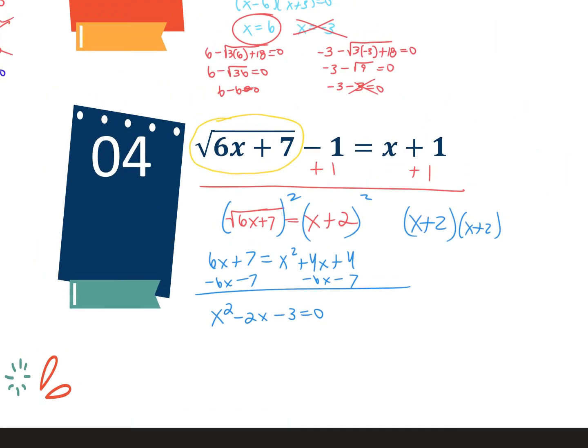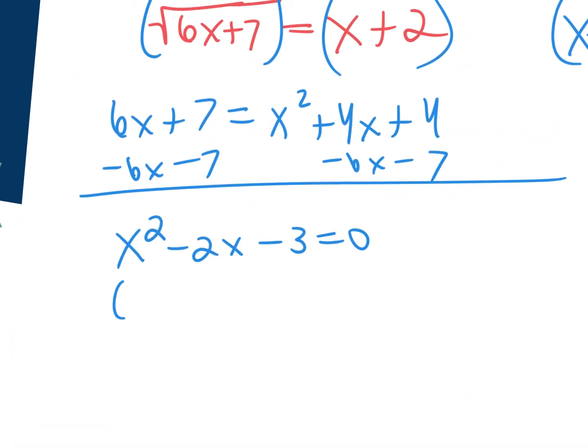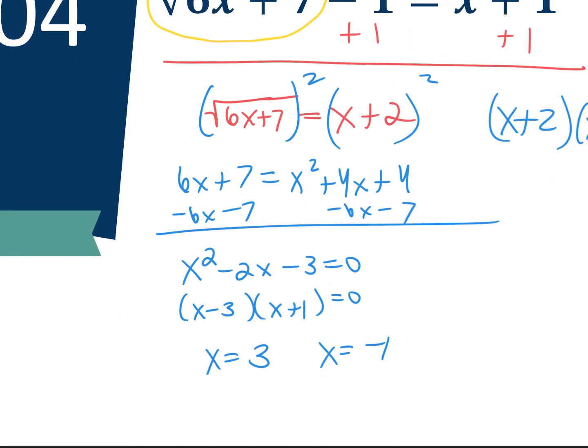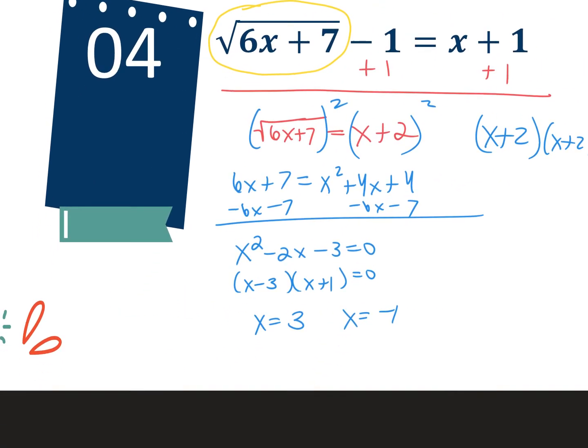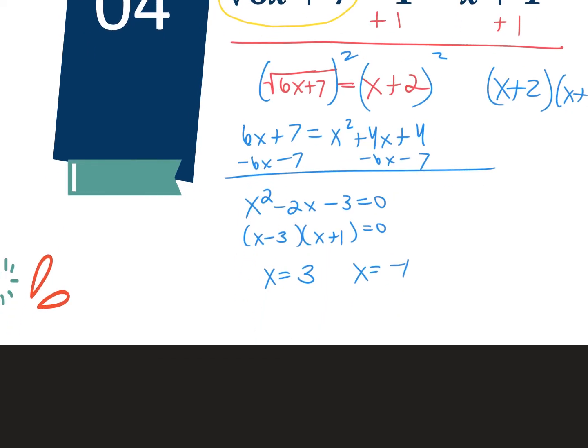Is anybody having deja vu? It's the exact same thing we just had, all right? Can we factor that? Yeah, we factored it 3 or 4 minutes ago. What is this? Perfect. X minus 3 times x plus 1. So my 2 x values are positive 3 and negative 1, correct? And then what do we have to do? We got to check it, all right? We're doing the exact same thing every single time.